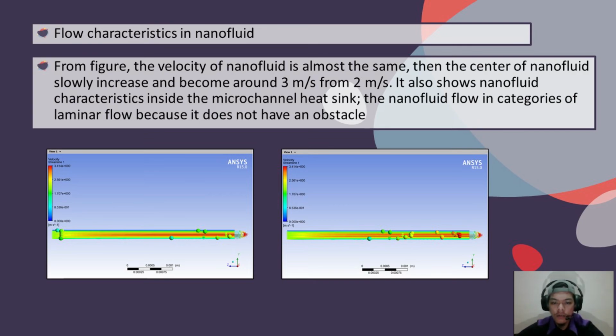There are two figures I put here. The first one is when the nanofluid comes from the inlet, almost equal, and when the nanofluid travels into the channel heat sinks, only the middle one becomes red because the velocity of the nanofluid becomes 3 meter per second.